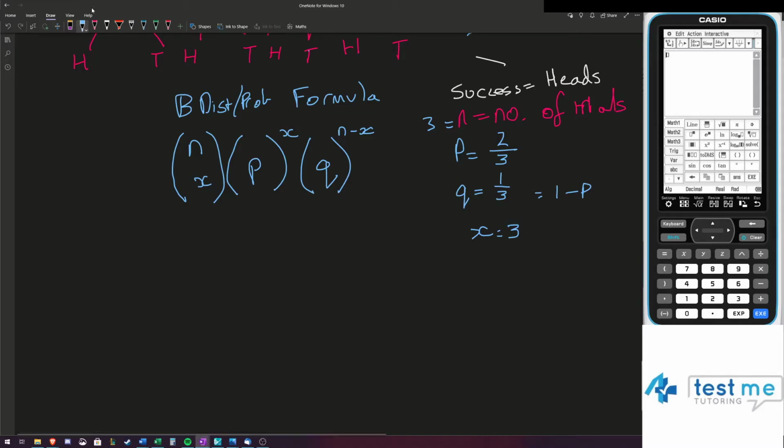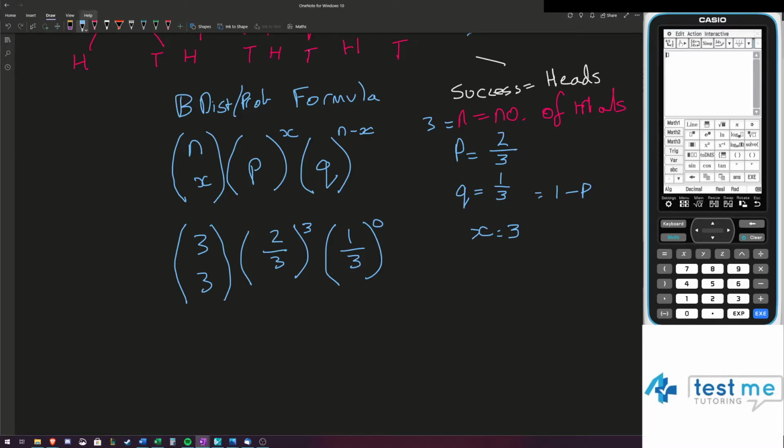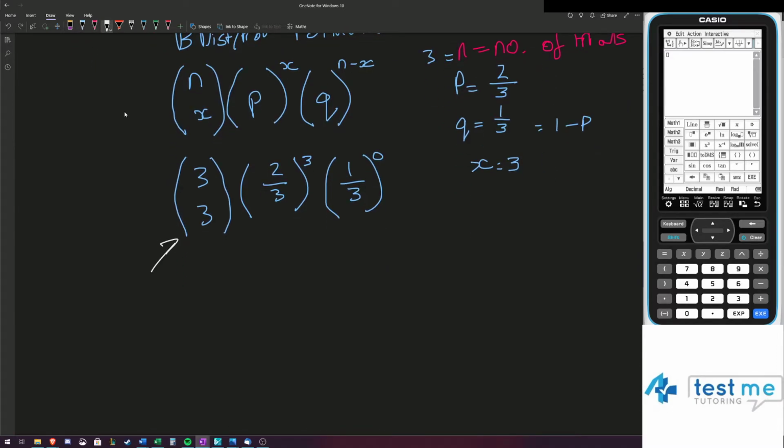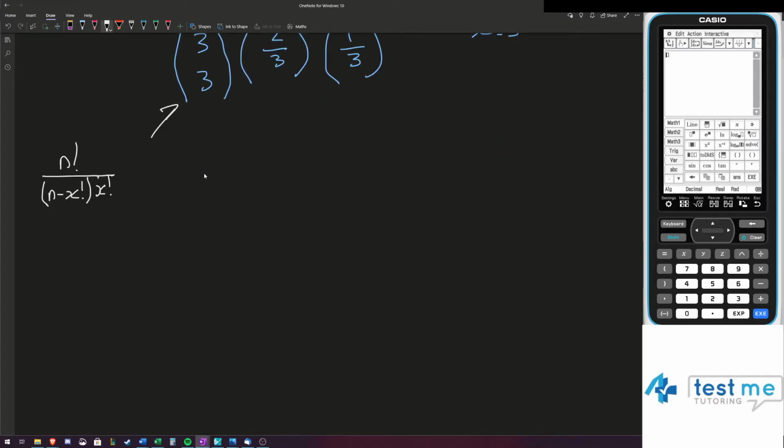Okay? So we have N as 3, X as 3, and I'll explain what this means in a sec. Our P is 2 over 3 to the power of X, which is 3, and Q is 1 over 3 to the power of N minus X. Now N minus X is 0, 3 minus 3. Okay. This bit on the right, I'm just going to do as an aside over here and then we'll bring it back, okay? The formula is N factorial over N minus X factorial times X factorial. Okay, it is confusing. We need to know it. Too bad. Sorry, but you just need to understand it and you need to remember it. Because I don't think it's on the formula sheet. 3 minus 3 factorial. No, factorial is meant to be outside.